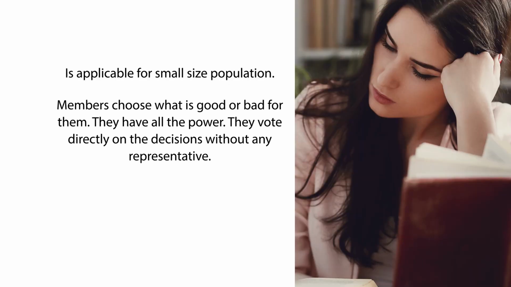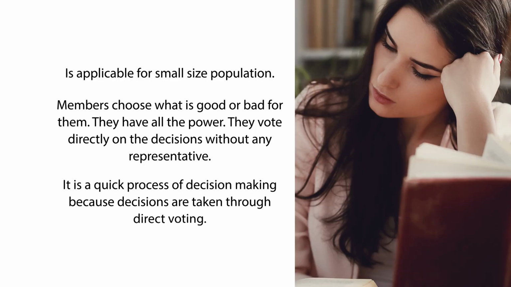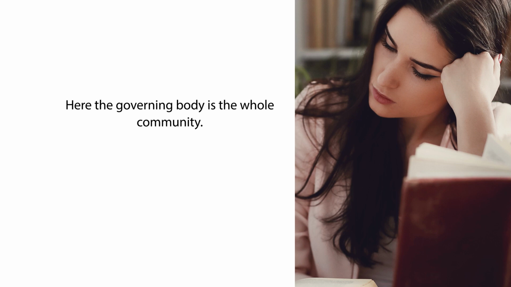Here we have only 5 members. Then it is possible that all 5 members sit together and vote and take a particular decision related to the club. Here members choose what is good or bad for them. They have all the power. They vote directly on the decisions without any representative. They don't select any representative. Whatever they want, good for their club or bad for their club, they directly decide. It is a quick process of decision making because decisions are taken through direct voting. Here the governing body is the whole community.